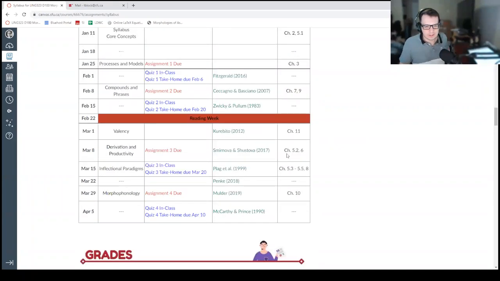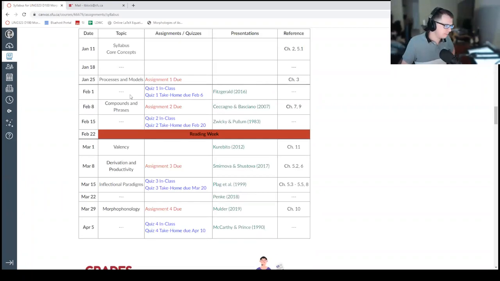So the first four weeks are basically simple morphological processes and how we can model them. So affixation, very basic compounding, stuff like back formation, like babysitter to babysit, and internal change, like how do we account for ring, rang, rung compared to jump, jumped, and jumped. The third unit will be on compounds and phrases. We're going to prove that there are differences between compounds and phrases, and we'll show some tests for those. We'll also show the different types of compounds across different languages.